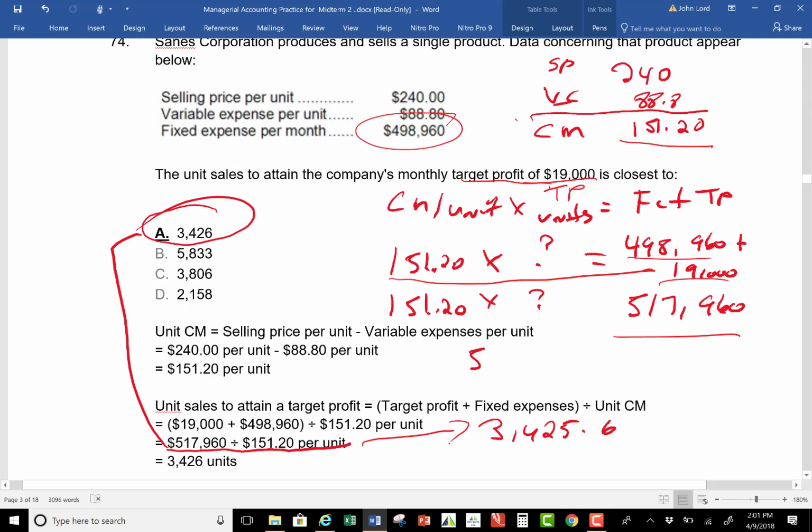3425.6. And I just want to remind you that we always round up, don't we? Even if it was like 0.1 or something, we would still round up because you can't sell a fraction of a unit, right? And if you round it down, you wouldn't be breaking even or hitting your target profit because you'd be below that threshold, right?